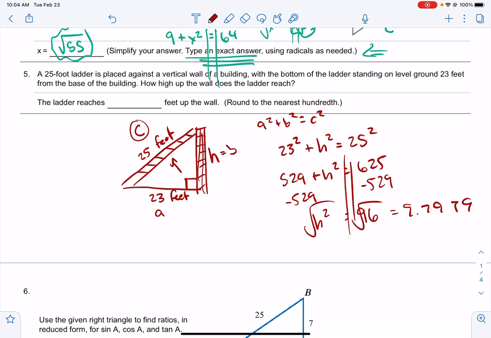Now it says to round to the nearest hundredth this time. So my hundredth is this place right here. So my 7 tells me to round up, which makes this a 0, which makes that round up to an 8. So my answer is going to be 9.8. So you're only 9 feet up the wall.